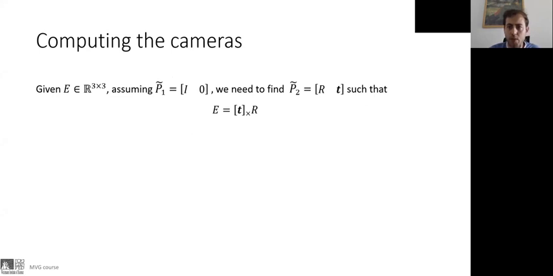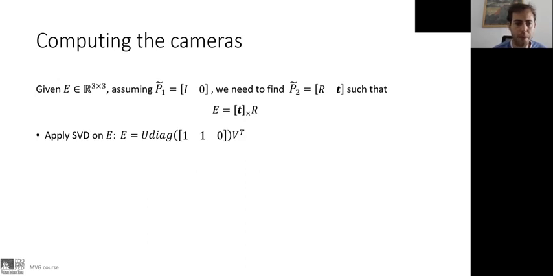Now we'll talk about how to compute cameras from an essential matrix. So we estimated the essential matrix, but we don't know the cameras. And so as we talked before, we can assume that P1 tilde is identity and 0. So what we need is to find P2 tilde of the form [R|T] such that the essential matrix that we have can be expressed by the cross product matrix of T multiplied by R. So that's the task of this part.